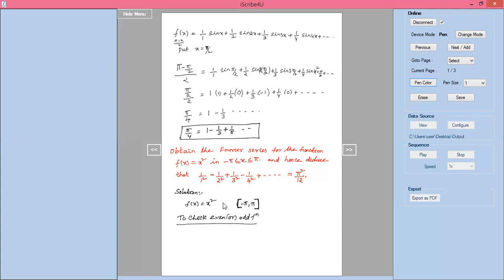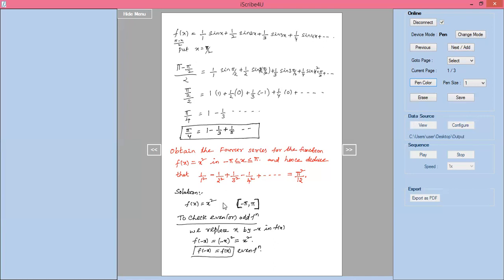We replace x by minus x in f of x. Now, f of minus x equal to minus x whole square. Minus x whole square is nothing but x square. So f of minus x is coming like x square, which is f of x. F of minus x equal to plus f of x means it is an even function.